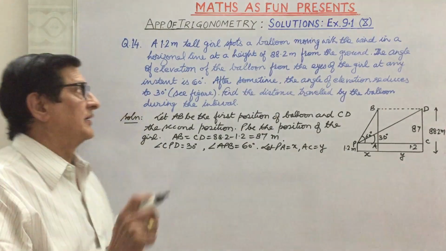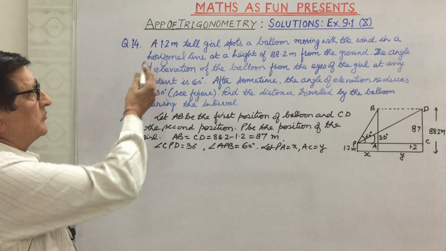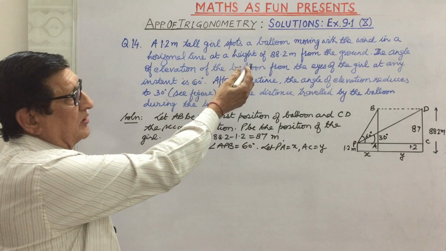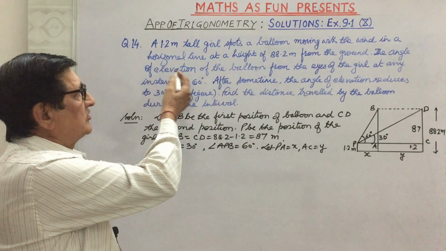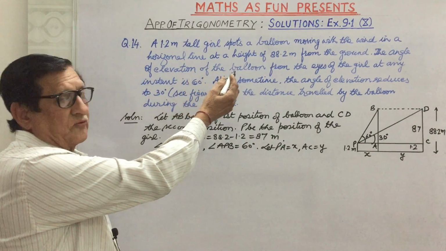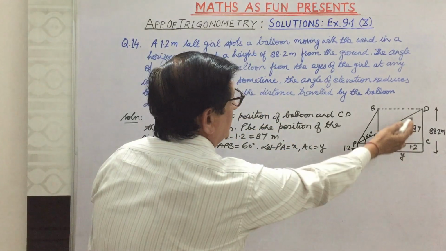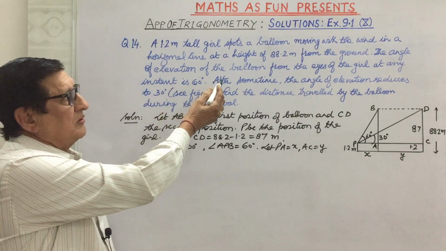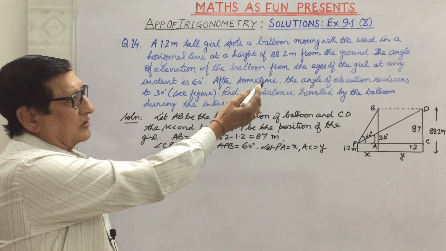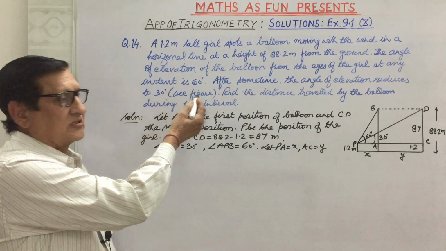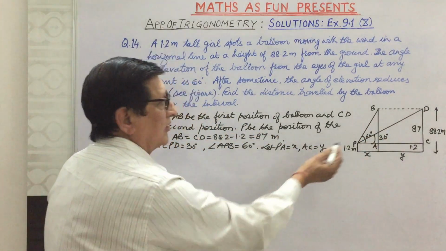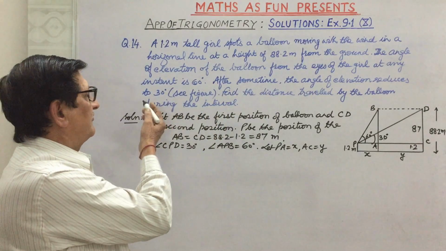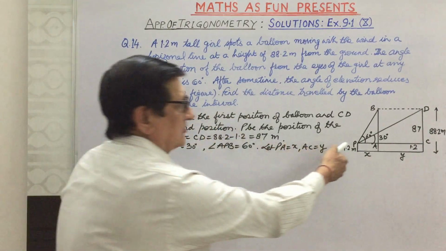Question number 14 is: a 1.2 meter tall girl spots a balloon moving with the wind in a horizontal line at a height of 88.2 meters from the ground. The angle of elevation of the balloon from the eyes of the girl at any instant is 60 degree. After some time the angle of elevation reduces to 30 degree.